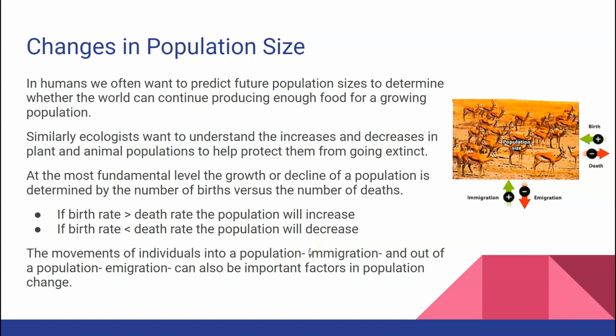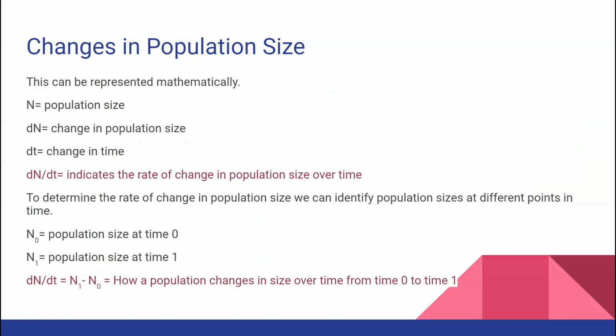The movement of individuals into a population, immigration, and out of a population, which is called emigration, can also be important factors in population change. So birth rate and death rate, and then immigration and emigration.